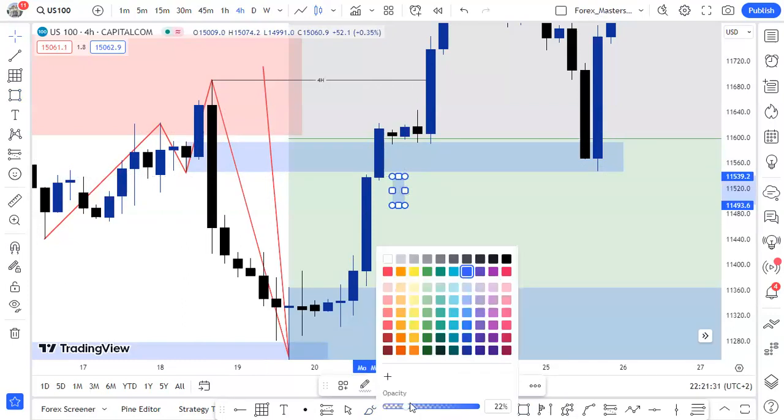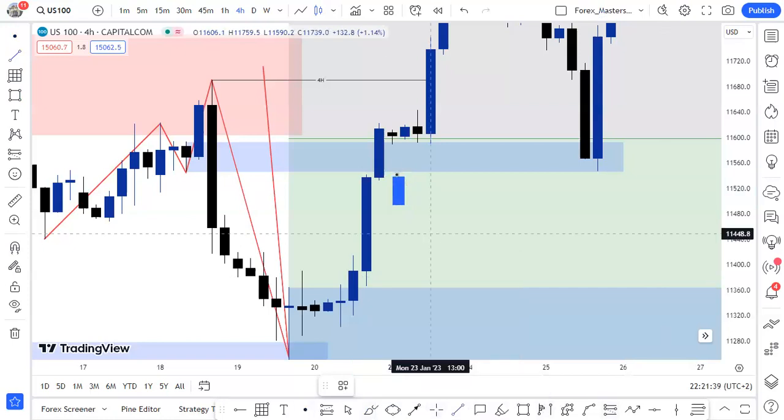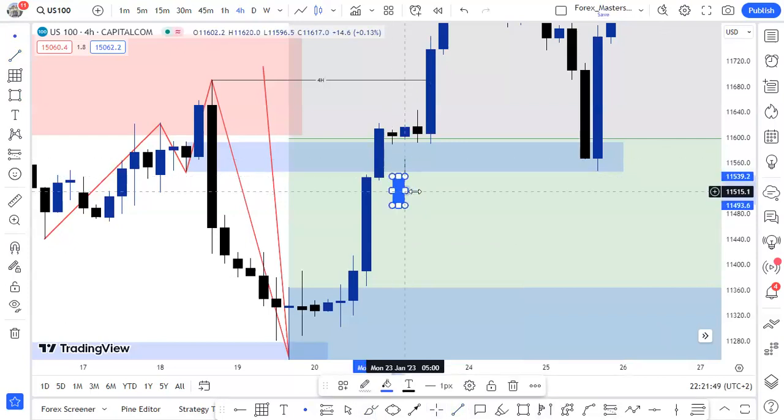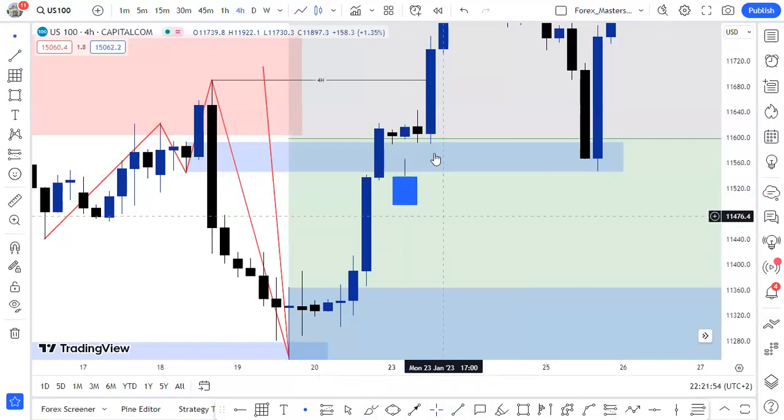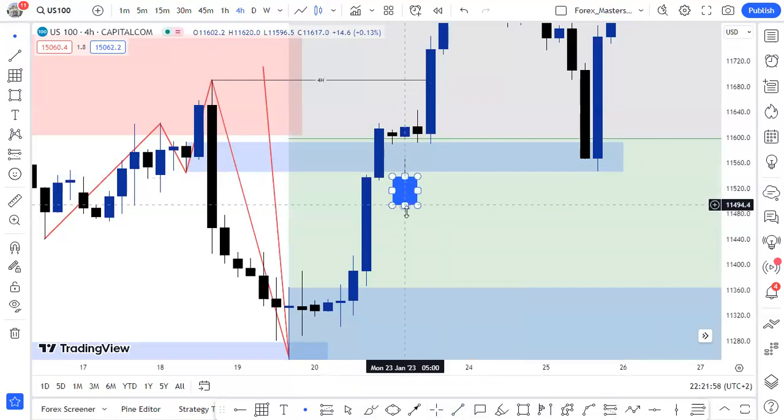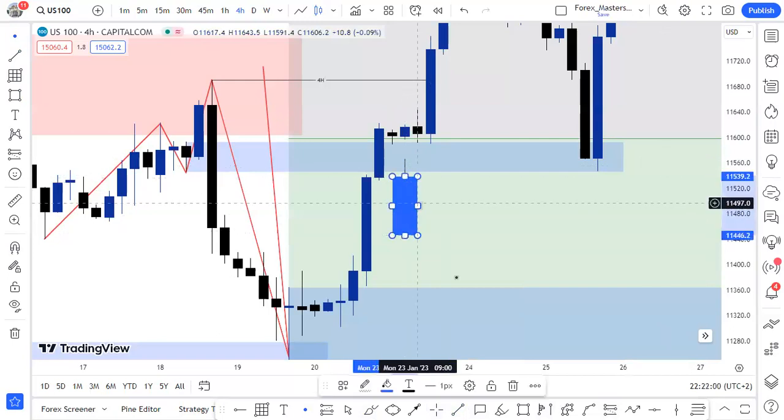Let me just make it a little bit bold. If the market opens like that, the candlestick opens, then the next thing you see is a wick hits this zone and then the candlestick closes like this. So this is what I call a reaction, all right?